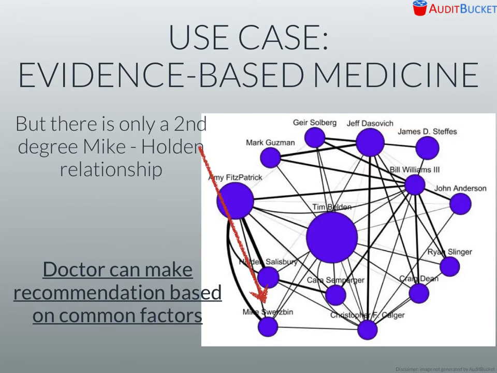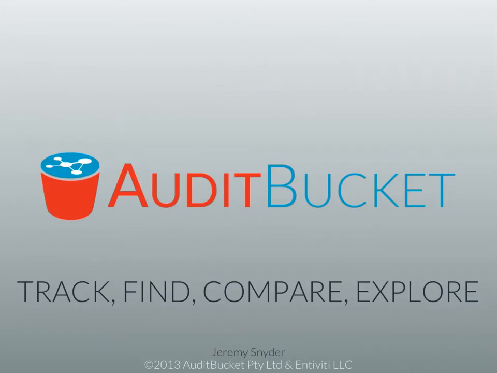So doctors looking to use evidence-based medicine can look at their factors such as family history, fitness levels, ethnic background, and more to prescribe the best courses of treatment based on each patient's individual factors and the relationships to outcomes of other similar patients. That's a quick overview on AuditBucket. You can use AuditBucket to track, find, compare, and explore data across any type within your organization.